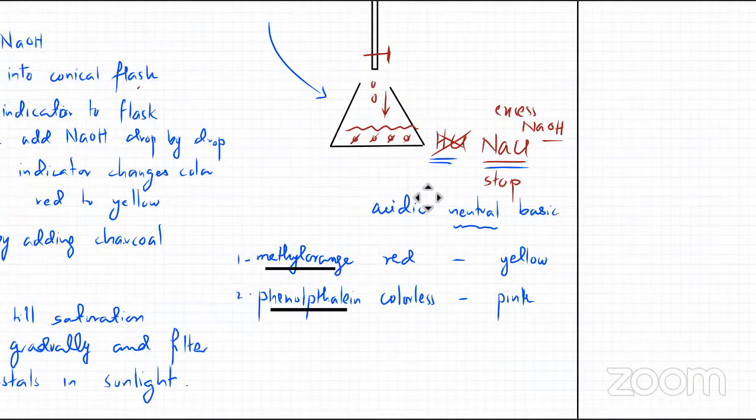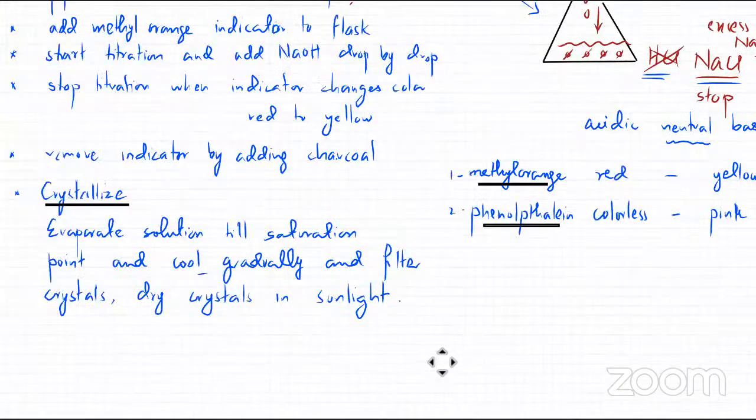In acidic solution methyl orange is red, and in basic it's yellow. So as soon as the color changes, if it becomes yellow, that means you've started adding too much NaOH into it. So you should stop. And phenolphthalein had different colors, okay, so we did all of this.